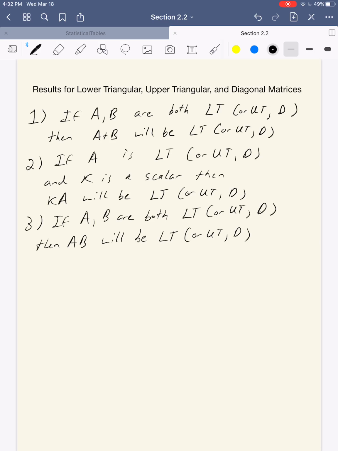Now, in your textbook, they go ahead and prove 3 for LT and UT. So again, I would recommend going ahead and reading their proof of that. We're going to go ahead and prove property 3 as well, but for diagonal matrices, just so you guys can see that. For properties 1 and 2, these are pretty straightforward, and I would recommend trying to prove those results for yourself as well. All right, so let's go ahead and take a quick look at that proof.